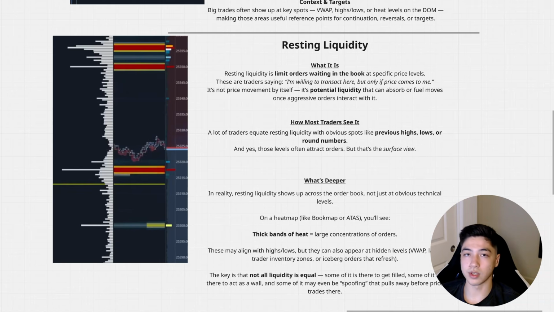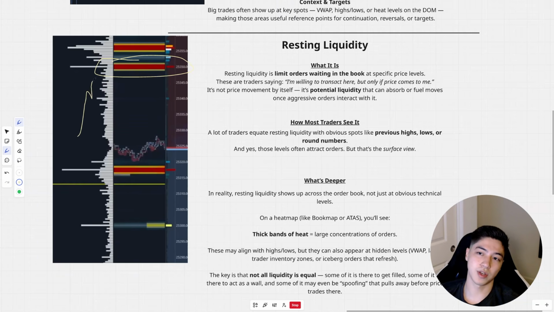And that's a key word, potential, because at any time, these orders can get pulled from the book and they will no longer be there. This heat level can exist all the way until price comes up here, and then they pull the orders and it disappears. So it's potential liquidity that can be absorbed or fuel moves once aggressive orders interact with it.